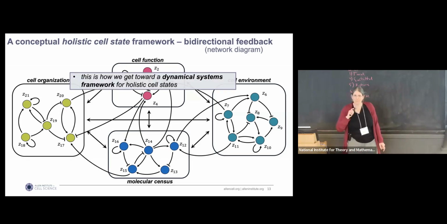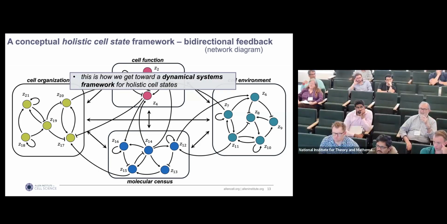Maybe I want to ask the same question again. From just a philosophical point of view, molecular census is defined because you have molecules that come in numbers. What is discrete states of cell organization? It's continuous. These are not discrete objects, they're continuous objects.